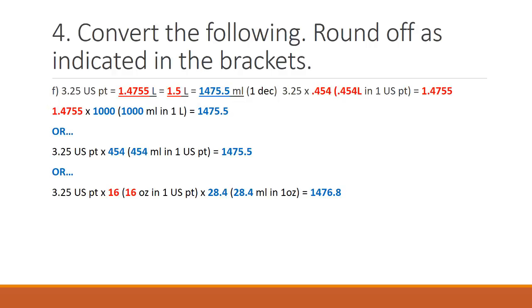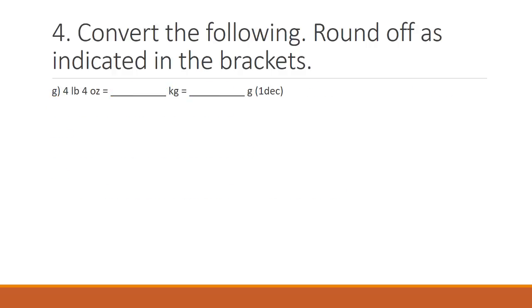They may not like to memorize 454 milliliters per US pint, but they know there are 16 ounces in a US pint. So they would take 3.25 US pints and multiply it by 16, which would then give you the amount of ounces that we have, and then they'd multiply that by 28.4 because there are 28.4 milliliters in every ounce. And if you do it that way, you end up with 1,476.8 milliliters. So again, slightly different, but if you show your logic, depending on the relationships that you use, your answer will be correct.